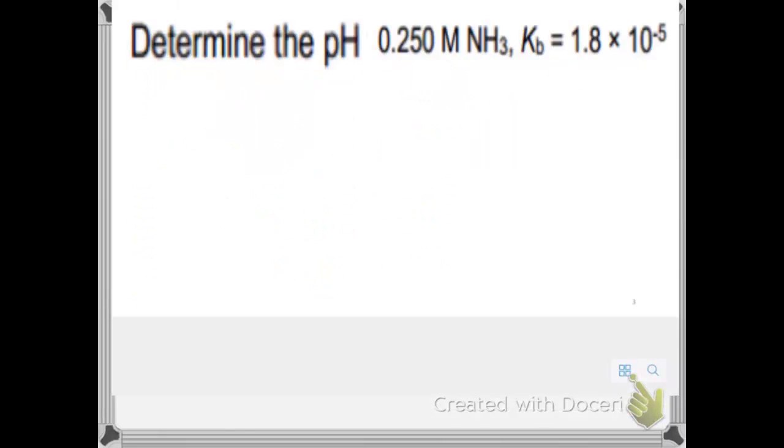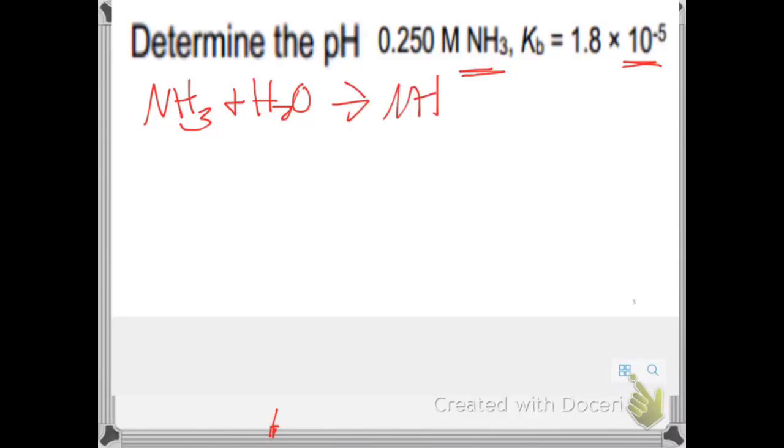Alright, so strongs are easy, weaks just take some work, right? So here I'm given ammonia. I have to recognize that that's a base, and it's a weak base, and it's giving me a Kb, which is pretty small. So the first thing I have to think about is where do the hydroxides come from? So if I take my ammonia and I put it in water, what's going to happen is I'm going to end up with ammonium ion and hydroxide.